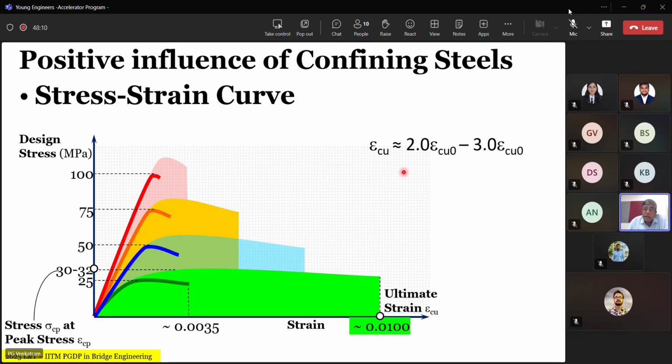As you can notice, epsilon cu ranges from 2 to 3 times the unconfined value, and the increase in the peak stress is very small, only 20 to 30%. This is where confinement increasing the strength of concrete is not as interesting as the fact that it increases the ductility of the concrete itself.